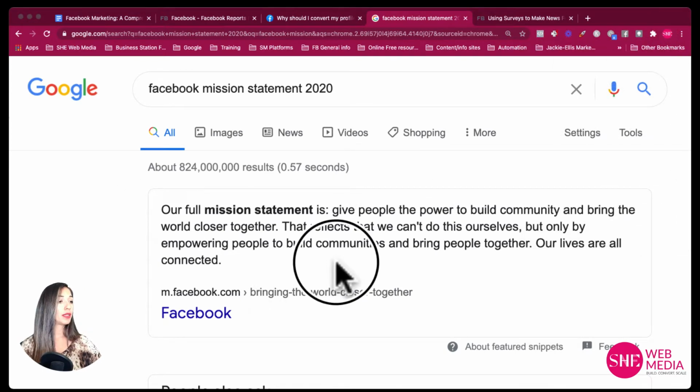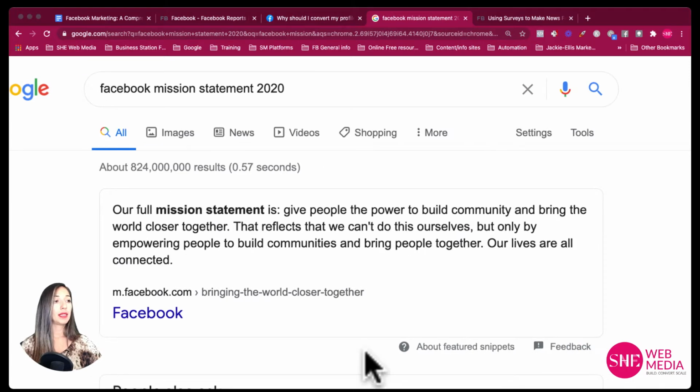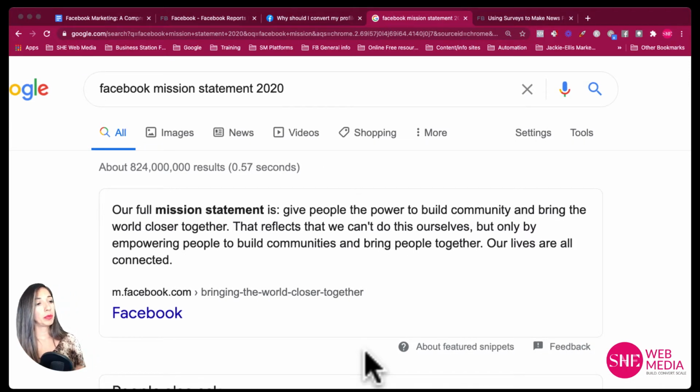Okay, if you look at their mission statement, it's to give people the power to build community and bring the world closer together. That reflects that we don't do this ourselves, but only by empowering people to build communities and bring people together. Our lives are all connected. They are so, I don't know if I can use the word anal, about making sure that we follow the rules. And I'm 100% agreeing with them, because it is a platform that I want to connect.